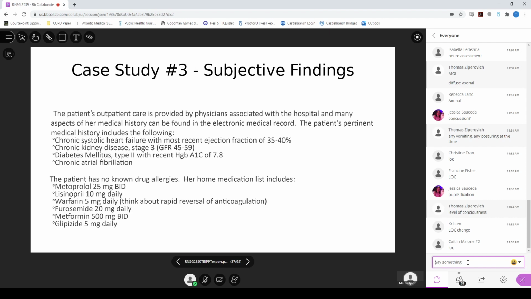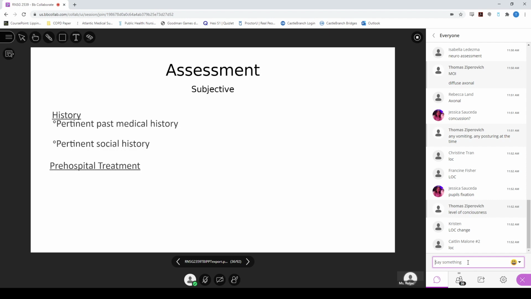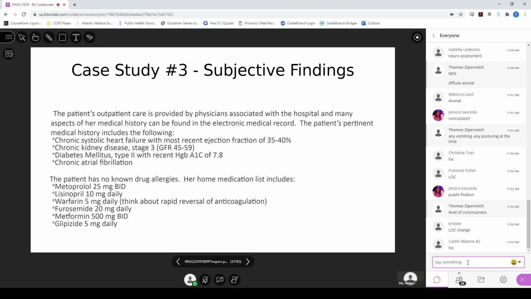So here, the patient's outpatient care is provided by a physician associated with the hospital, and many aspects of her medical history can be found in the electronic medical record. The patient's pertinent medical history includes the following: chronic systolic heart failure with a more recent ejection fraction of 35 to 40%. She has chronic kidney disease stage 3. She has type 2 diabetes with a recent A1C of 7.8, and she has chronic atrial fibrillation. She does not have any drug allergies, and she has a pretty extensive medication list. Okay.